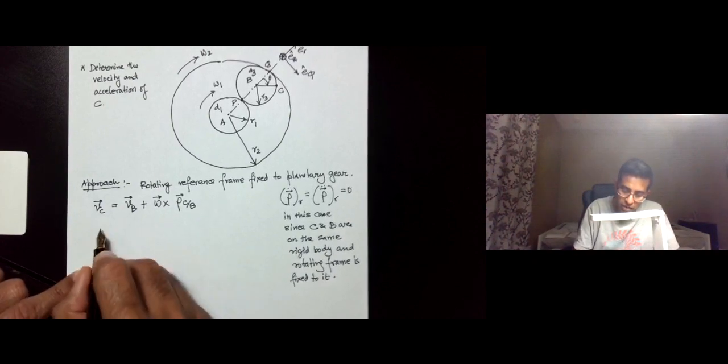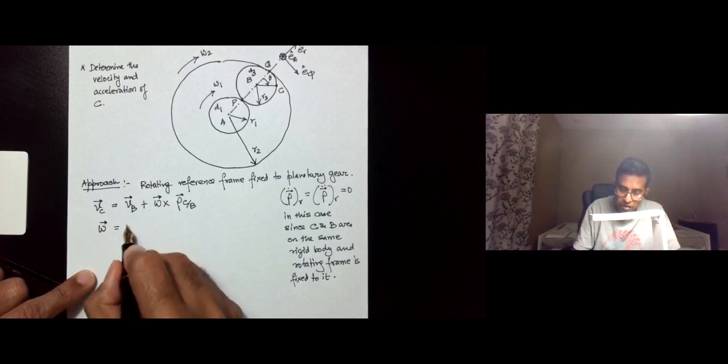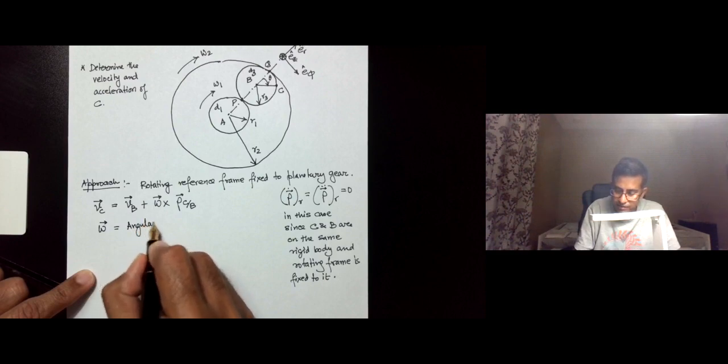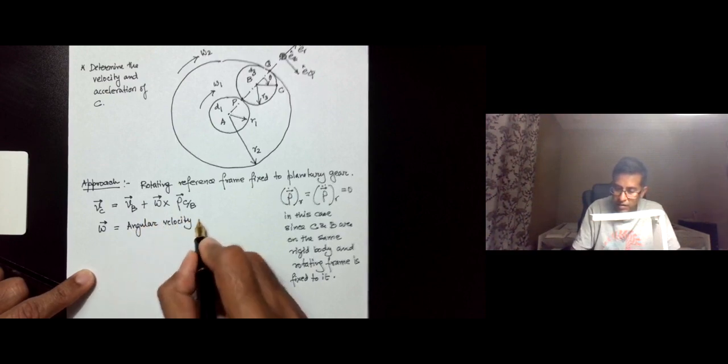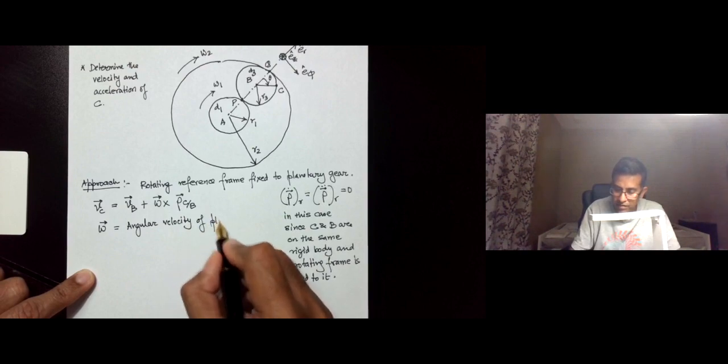Furthermore, we note that omega is equal to the angular velocity of the planetary gear.